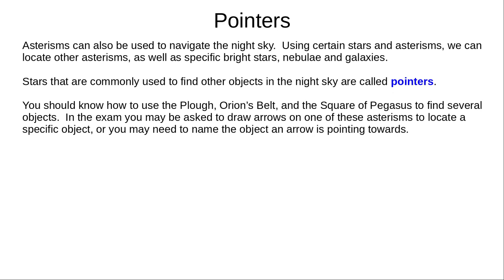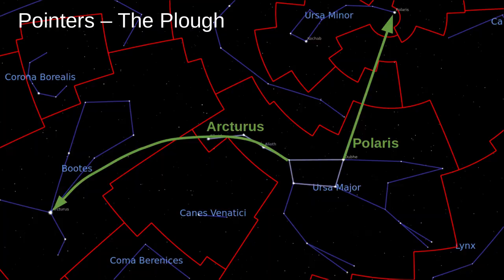You should know how to use the plough, Orion's belt, and the square of Pegasus to find several objects. In the exam, you may be asked to draw arrows on an asterism to locate a specific object, or you may be asked to name the object an arrow is pointing to. We'll start with the plough.